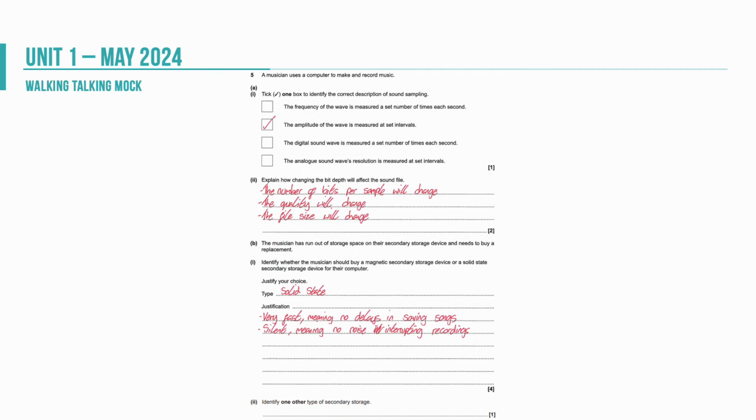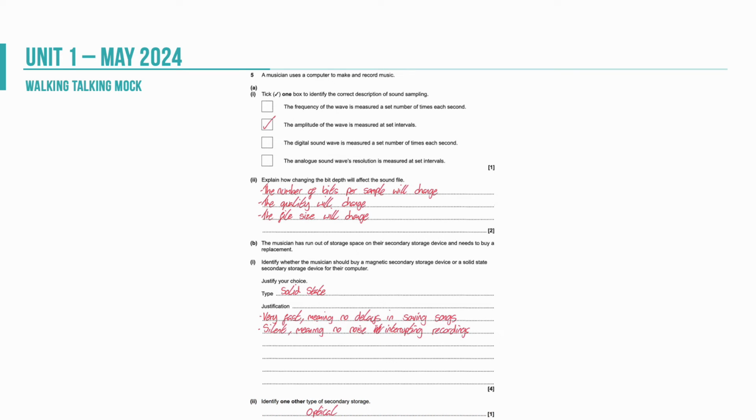I've gone for solid state. Very fast gets me my first mark, but I need to say the impact that will have on the musician. All of the 4-mark questions you see, you need to use a connective. This means that, this happens, and therefore this occurs. So it's very fast, meaning no delays in saving the songs. It's also silent, meaning there's no noise interrupting the recordings. That connective, that 'meaning that', in my answers is really important every time there is a 4-mark question.